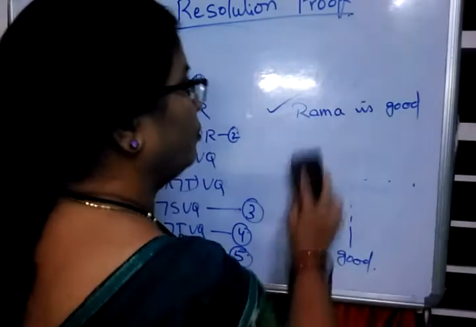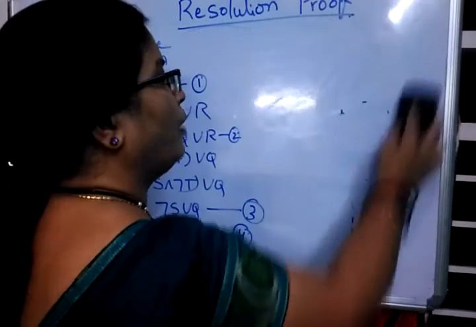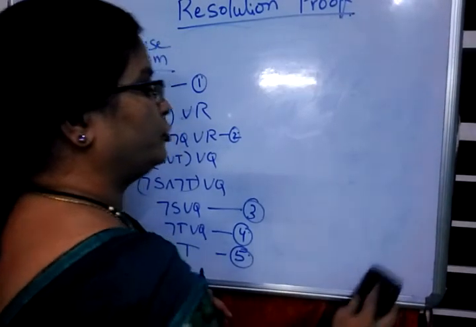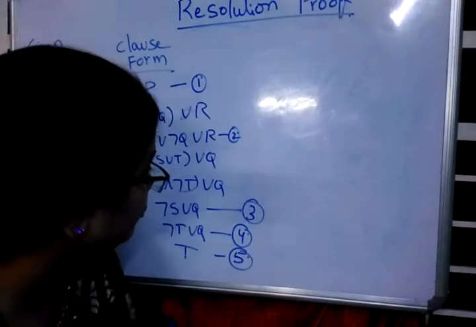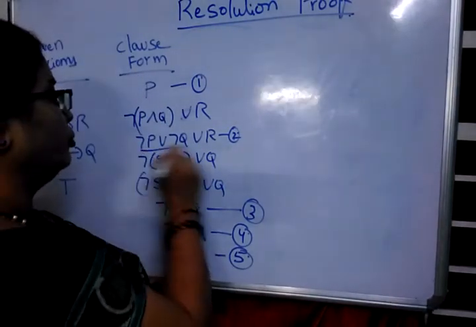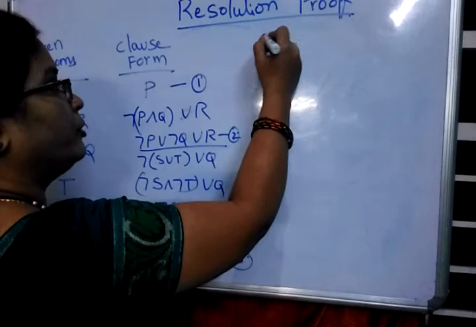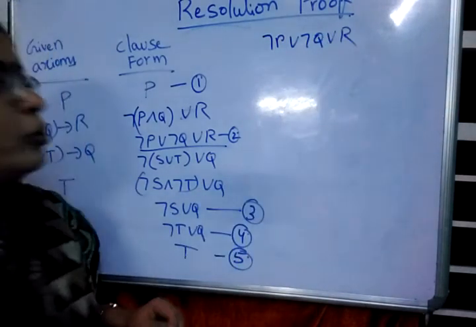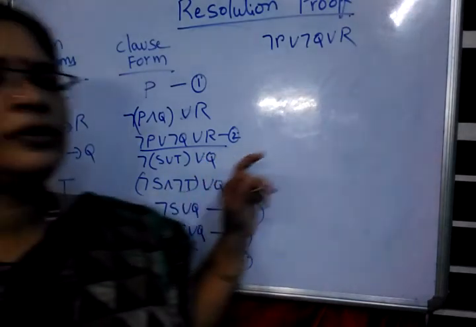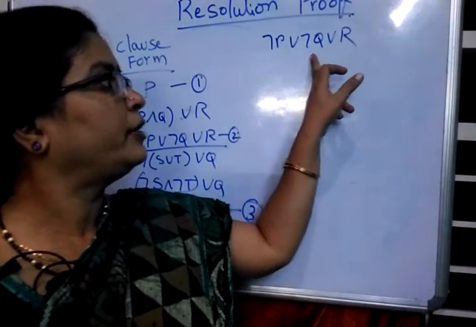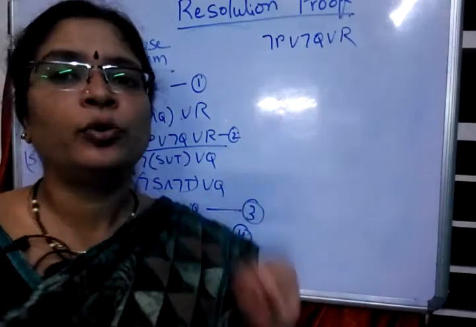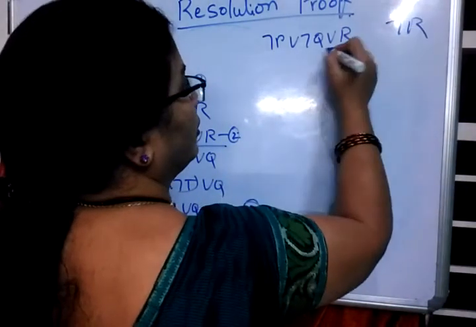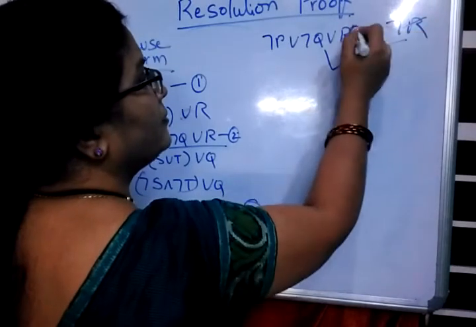Okay, so now we are going to do the proof of this resolution. We start with equation number 2, negation P or negation Q or R. Here negation P and negation Q already have negations, but R has none, so I have to start with negation R. R is cancelled with negation R.